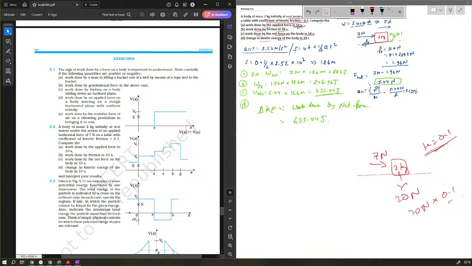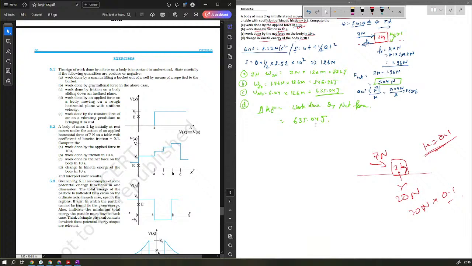The net force on the body is the applied force minus the friction force, because they are in opposite directions, and since the applied force is greater than the friction force, the body is moving. So the work done by the net force is equal to 235.04 joule, and it is less than the work done by the applied force because there is a friction force that is resisting the motion.